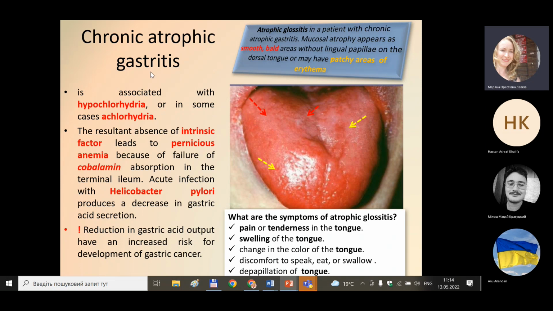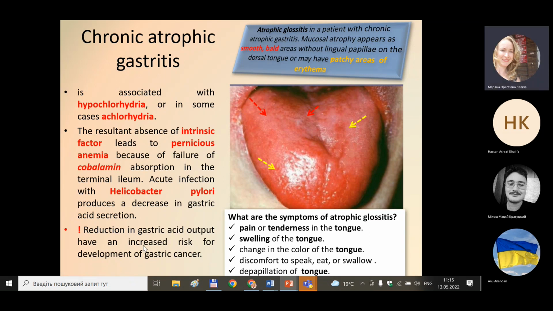So gastritis is associated with hypochlorhydria or in some cases achlorhydria. The resultant absence of intrinsic factor leads to pernicious anemia because of failure of cobalamin absorption in the terminal ileum. Acute infection with Helicobacter pylori produces a decrease in gastric acid secretion. And I'm highlighting this statement: reduction in gastric acid output carries an increased risk for development of gastric cancer.